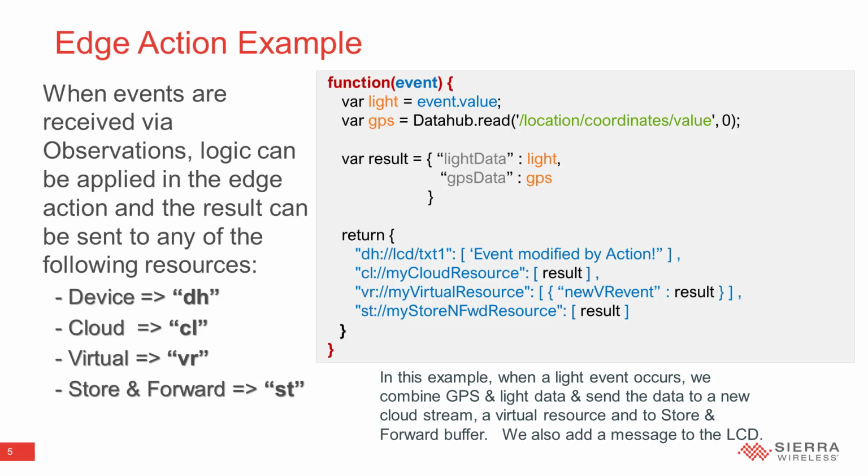When a light event occurs, the edge action will combine the GPS and the light data and send the data to a new cloud stream, a virtual resource, and to a stored and forwarded buffer. And then we also add a message to the LCD on the Mango Red.